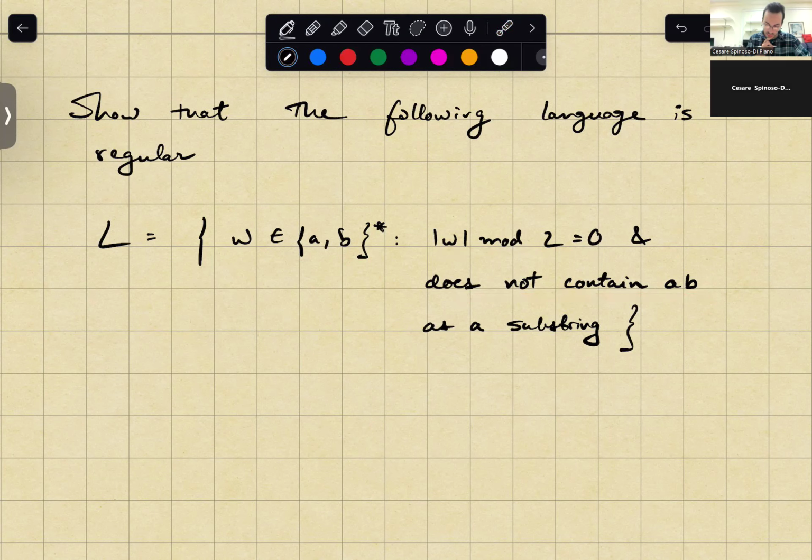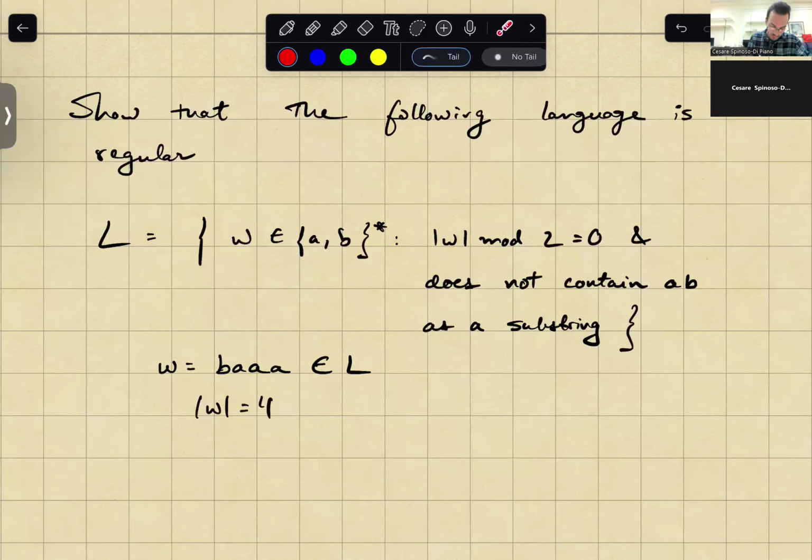So, for instance, something like, let's see, BAAA. This is in the language, right? Why is this in the language? Because it has length 4 and it does not contain the substring AB, right? So AB is nowhere to be found.